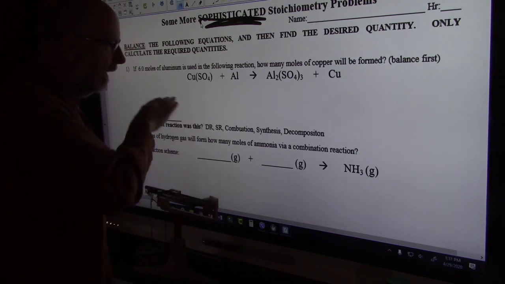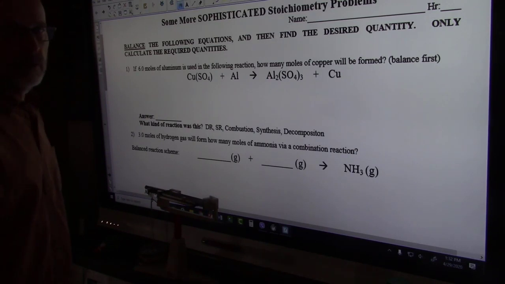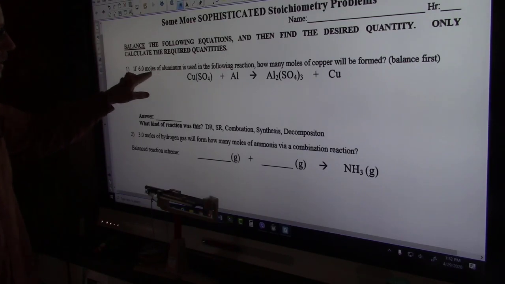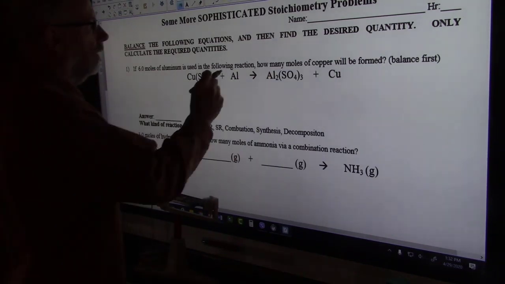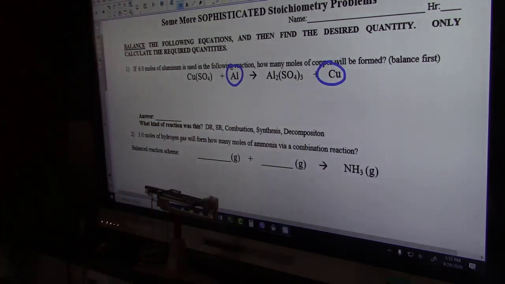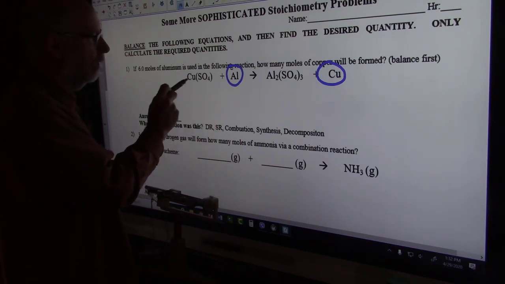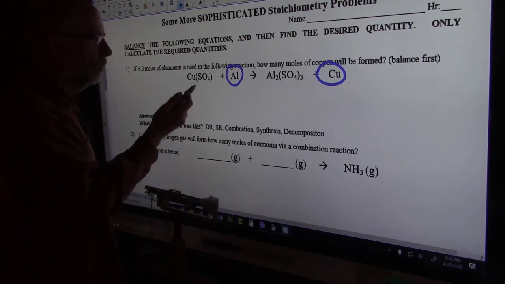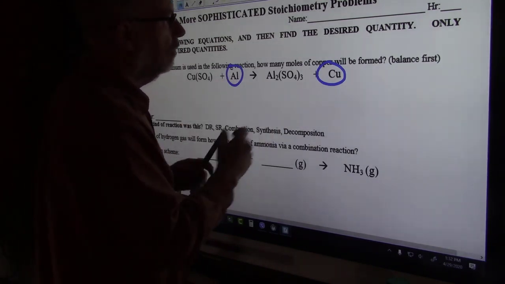If you're confused, you can do everything here and then just at the end pick out the answers, but that takes a lot of extra work and I don't see the point in doing that. So it says, if 6.0 moles of aluminum is used in the following reaction, how many moles of copper will be formed? So I'm asking you about this column underneath aluminum and this column underneath copper. The first thing you have to do is get the proper skeleton equation. This is done for you. This is copper 2 sulfate. I put a parenthesis around this to remind you that sulfate is one thing, it sticks together. And it makes aluminum sulfate plus copper.